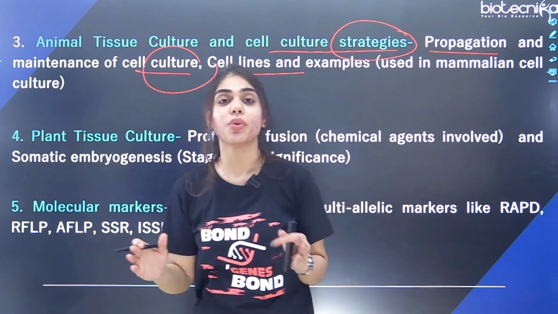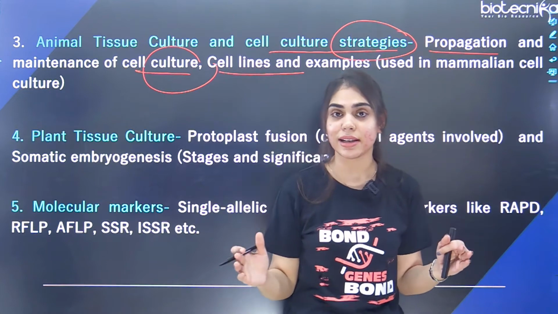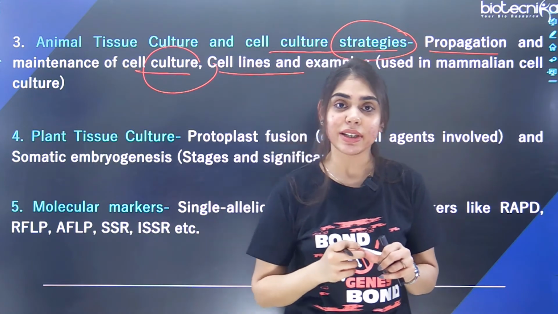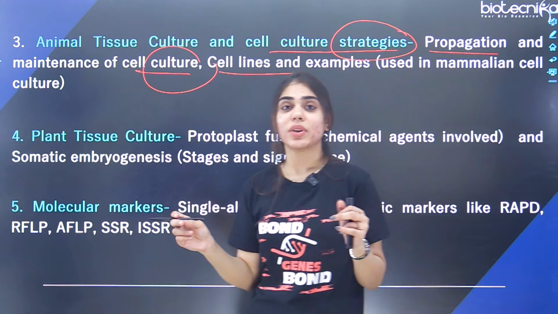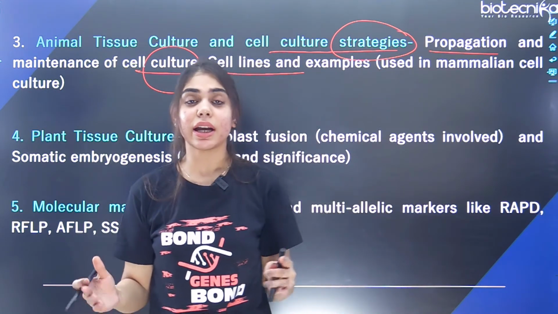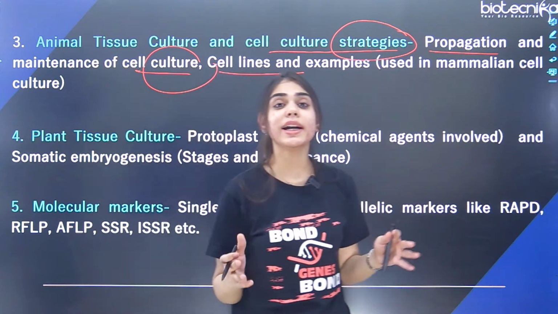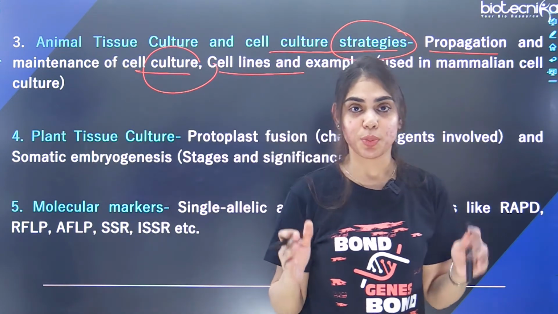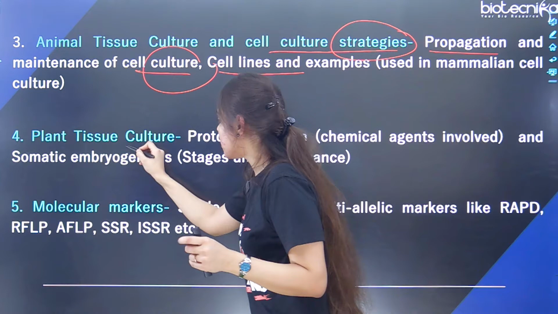Now here you need to focus on examples of mammalian cell lines such as BHK21, HEK293, as well as Chinese hamster ovary. What is their source and origin, what is their significance, and where are they utilized for research purposes. The 4th topic over here is PTC.